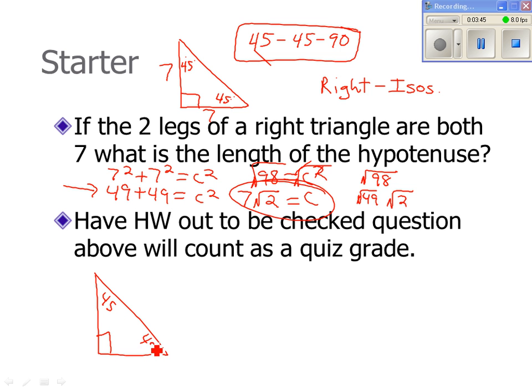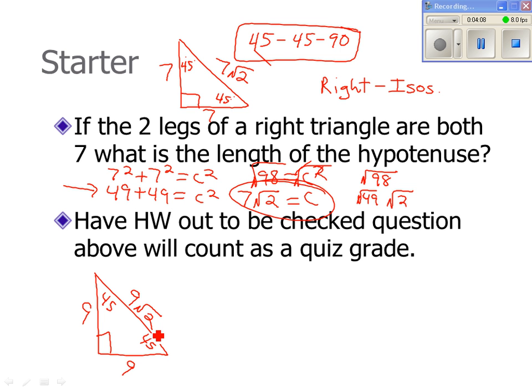If you have a 45, 45, 90 triangle, and I tell you this side here is 9, what's this side over here? 9. What's this side? See? Look at your pattern here. Oh, same thing. 9 radical 2.